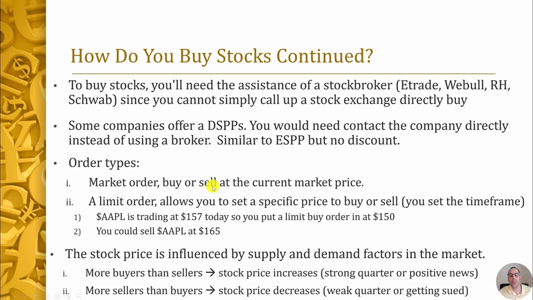But how do you predict when there's going to be more buyers than sellers? Well, if the company has a strong quarter, more people may buy the stock. Or another reason people may buy the stock is if there's lots of positive news about the company. And if the company has a weak quarter, that could be a reason there's more sellers than buyers. But the list could go on, the number of things that can influence the stock price.